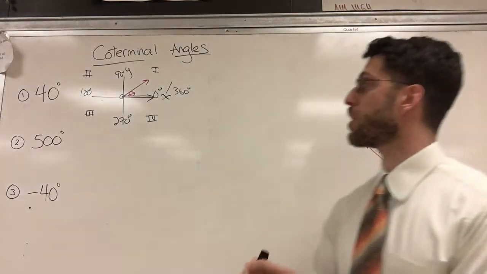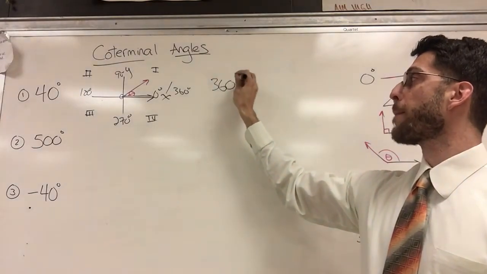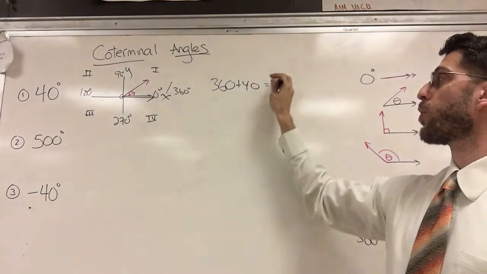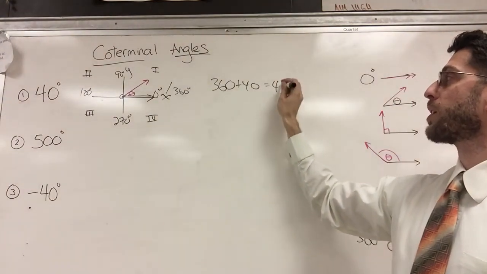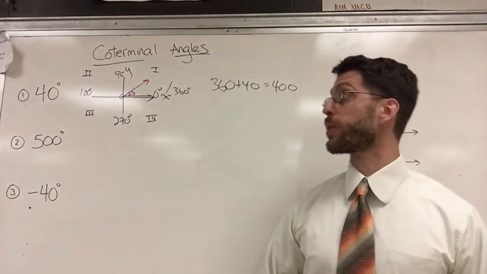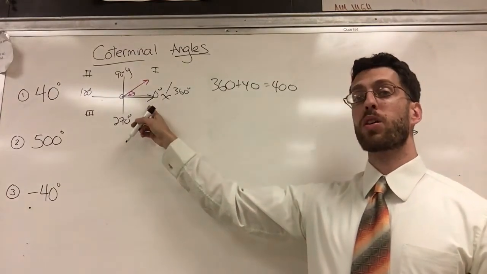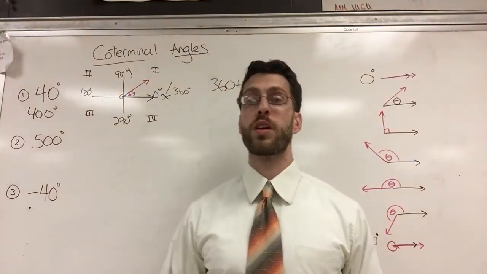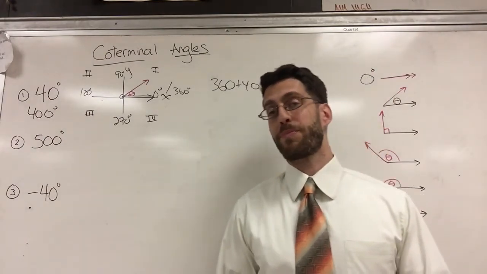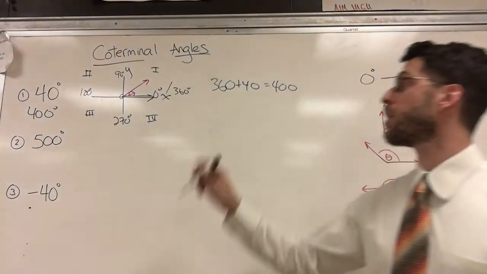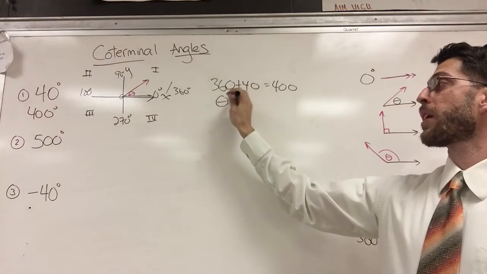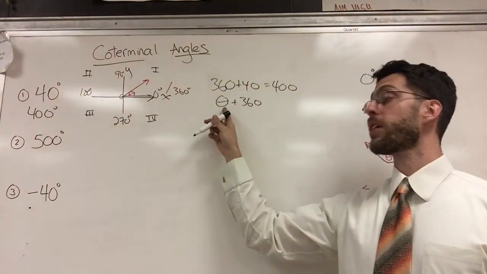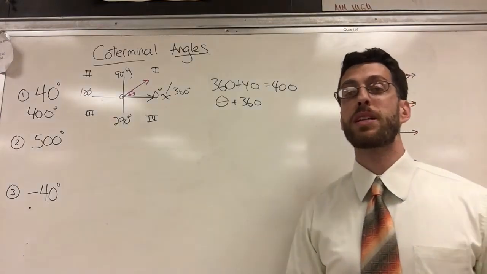So this time you did a 360 plus the initial 40 and you got 400. So a coterminal angle with 40 degrees would be 400 degrees. And there's a formula, a real simple, common sense formula. You take your theta and you add 360 to get a coterminal angle. Whatever the given angle is, just add 360 as many times as you want.